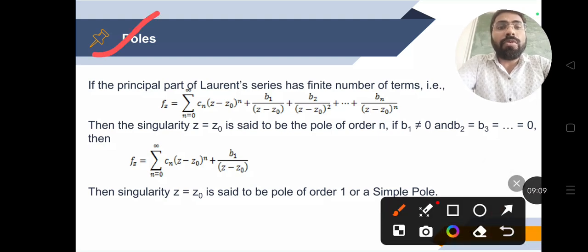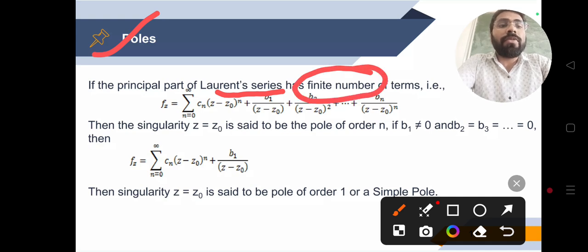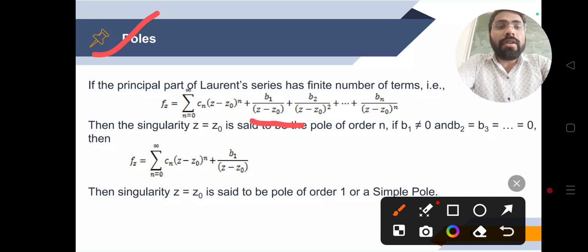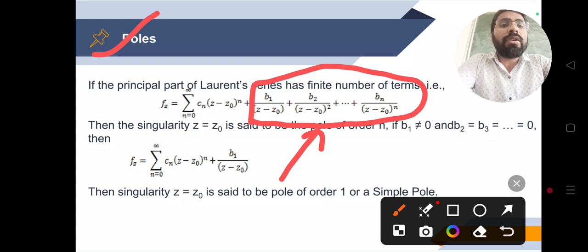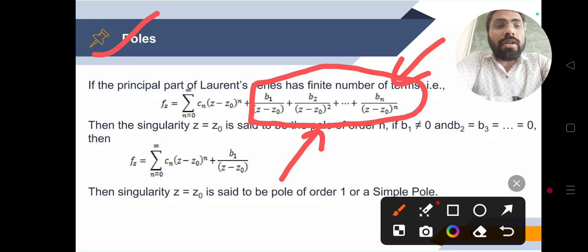Now we come to pole. What is pole? If any function f of z has the Laurent expansion of this form and the principal part having finite number of terms, that is we can have example here. Here this is the principal part and it has finite number of terms, so that the point z is equal to z0 is said to be pole of order n. Here the last power of 1 upon z minus z0 is the power n. So z minus z0 की पावर जो n है वो यहाँ पे उसका ऑर्डर कहलाएगा, किस पॉइंट का? z is equal to z0 का.